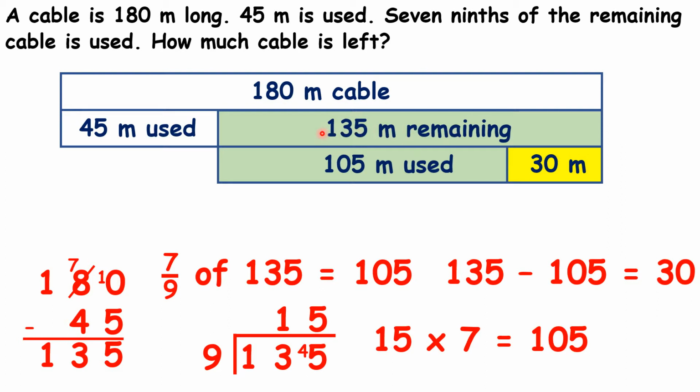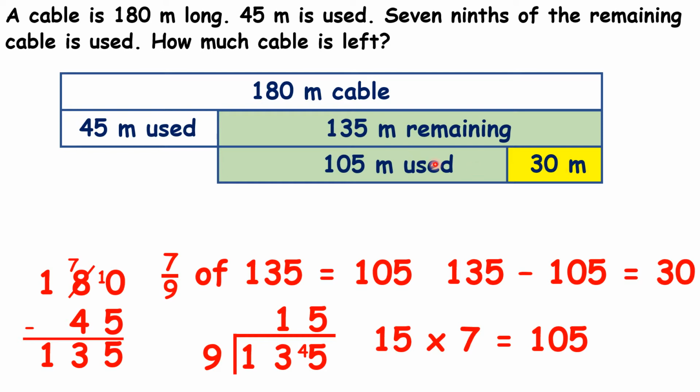And then, rather than working out 2/9, they worked out 7/9 of the remaining cable, so they worked out that 105 metres were used. Then they subtracted the 105 metres that were used from the 135 metres of remaining cable, so they worked out that 30 metres of cable was left.